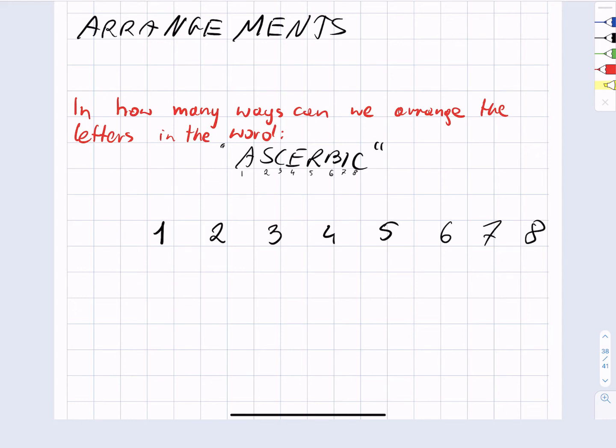Okay, today I'm talking about arrangements, and this is essentially an extension of the fundamental principle of counting, and it allows us to answer a question that goes something like this. In how many ways can we arrange the letters in the word acerbic? So this word here, acerbic, means something like sour, I think.